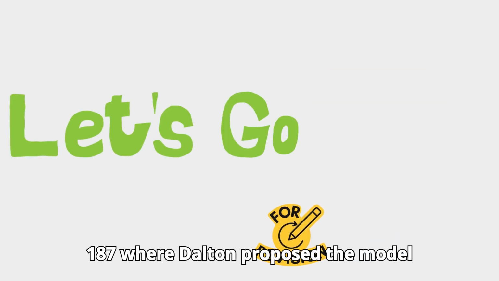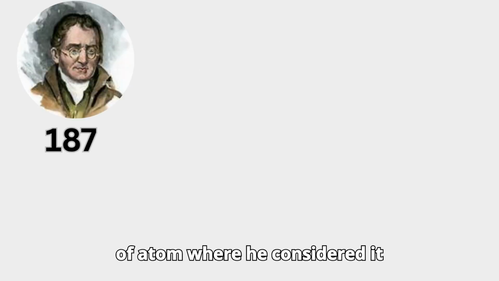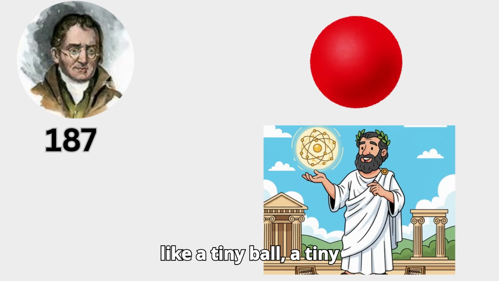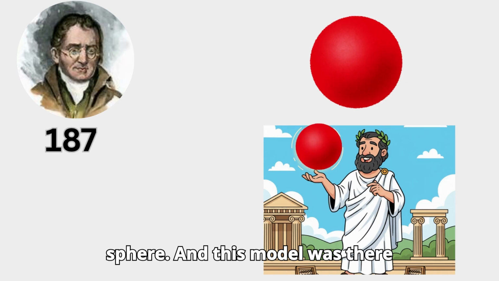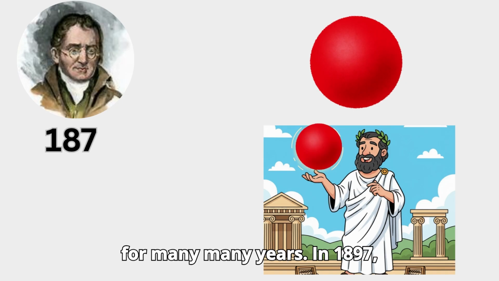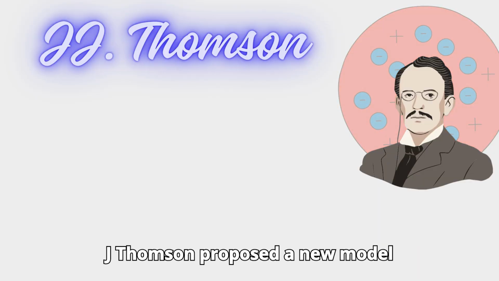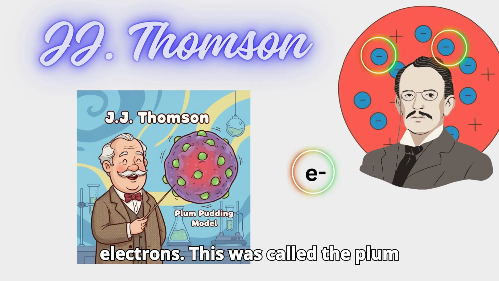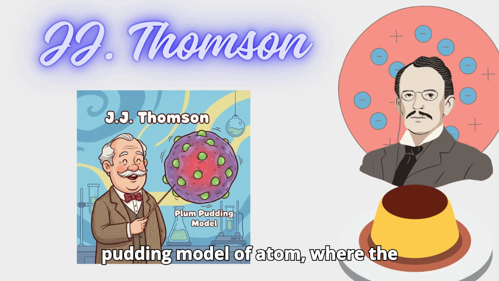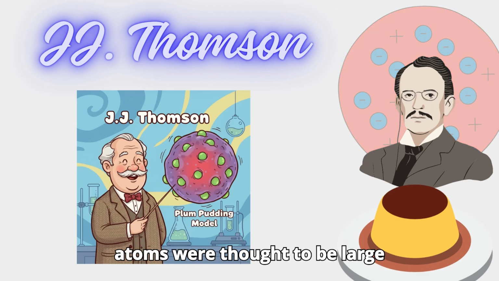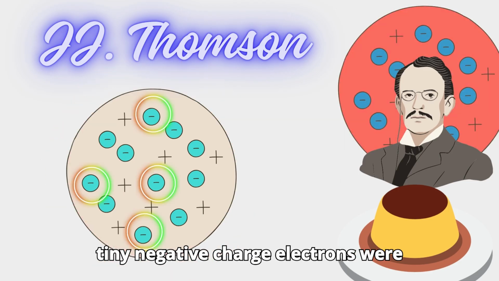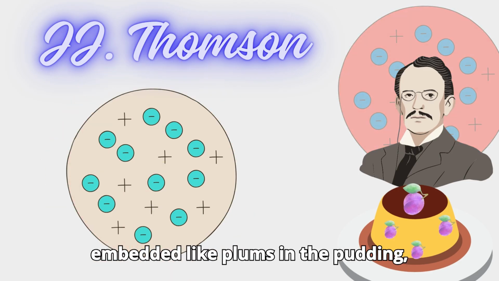It all started in 1807 when Dalton proposed the model of atom where he considered it as a solid sphere, just like a tiny ball, a tiny sphere. And this model was there for many years. In 1897, J.J. Thomson proposed a new model of atom after the discovery of electrons. This was called the plum pudding model of atom, where the atom was thought to be a large positive sphere, and in that, tiny negatively charged electrons were embedded like plums in the pudding.